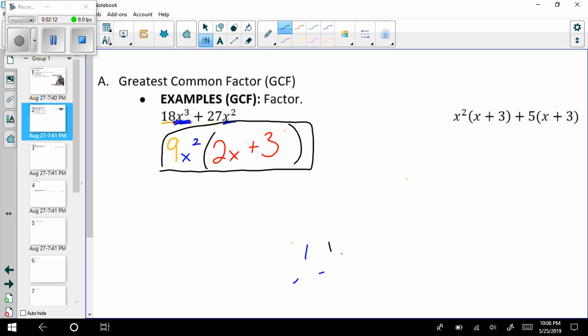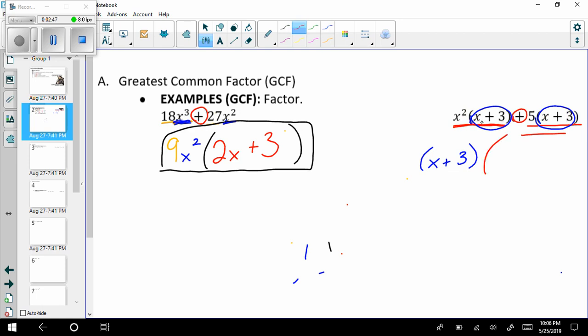Okay, the next set. If I look at my two terms, here's one chunk, and here's the other chunk. They're separated by the addition, just like they were on the first one. So if I ask myself, what do they have in common? Well, they both have x plus 3. That's the greatest common factor. So we're going to set that out front, just like we did with the 9x squared. And then behind it, I want to write what's left.